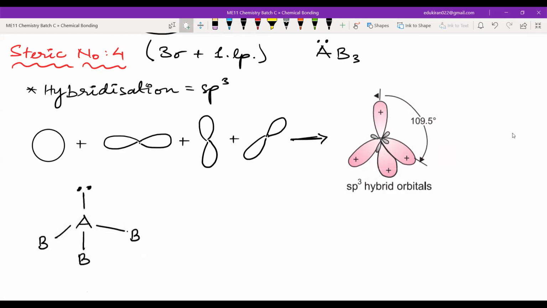That means you are showing all of the electron pairs. This is also an electron pair. This bond that you have shown is also an electron pair. Now, this is the geometry. As you can see, it is tetrahedral because sp3 is tetrahedral. So geometry depends on the hybridization.